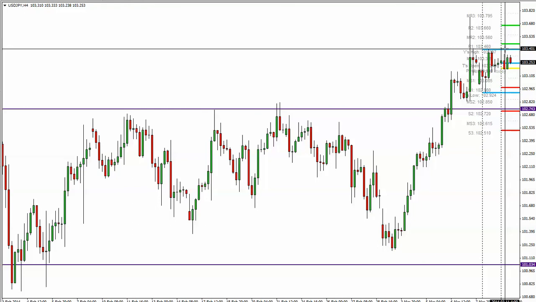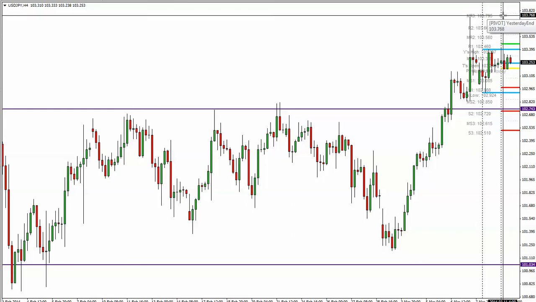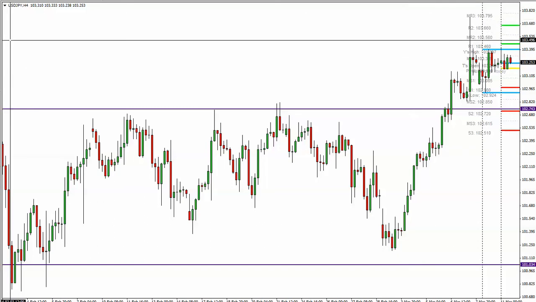So the key focal area for today is going to be 103.40. If we're going to get a break above that, we're going to continue the trajectory higher to this previous high, 103.70, 103.76, 104, and trajectory to medium and long term into 105.